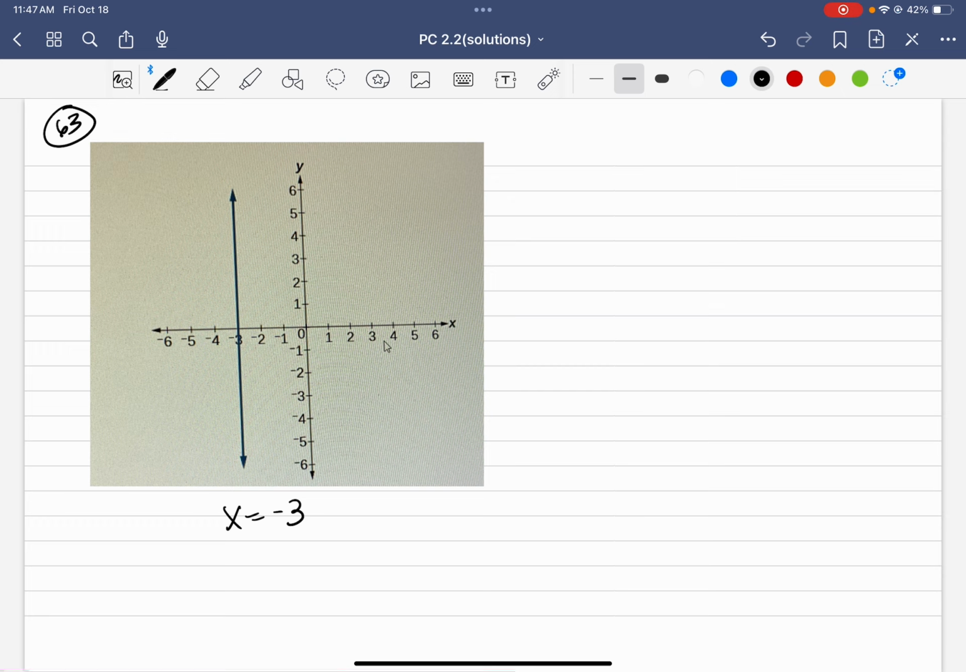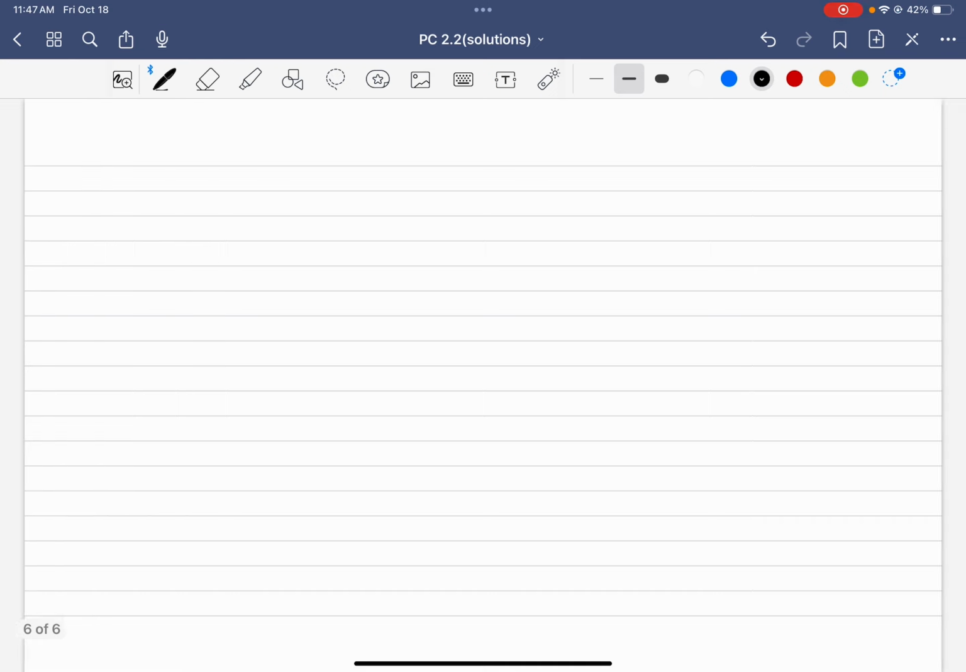So then after 63, we try number 71. And what is 71 asking? It's saying that you want to find the equation that is perpendicular to g of x is equal to negative 0.01x plus 2.01 through the point (1, 2). So I guess this is going to be my x1, y1. And it wants to be perpendicular.